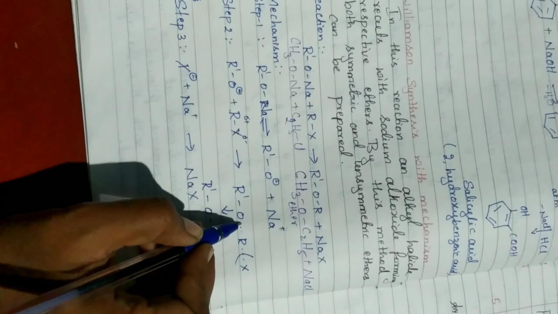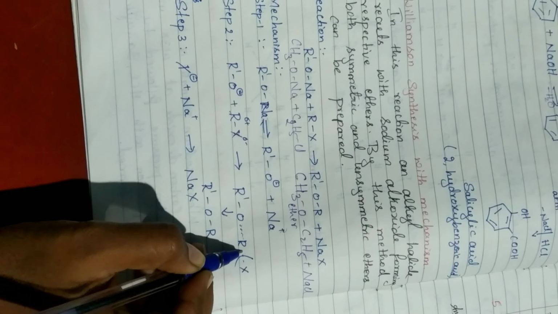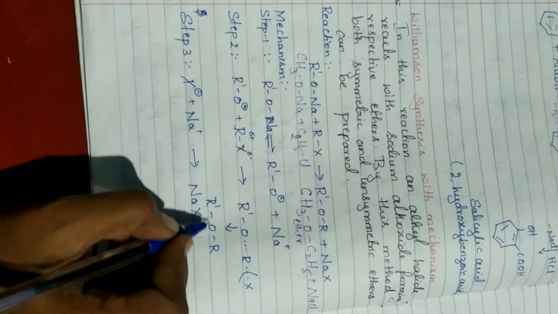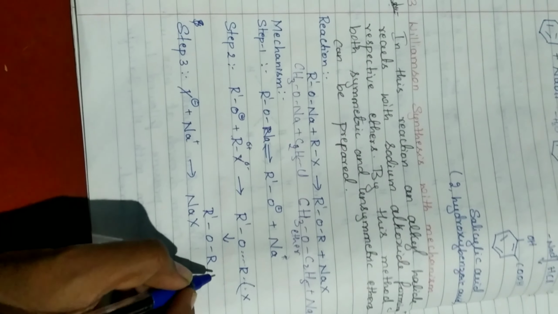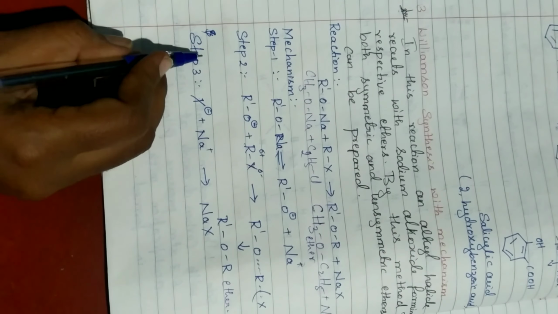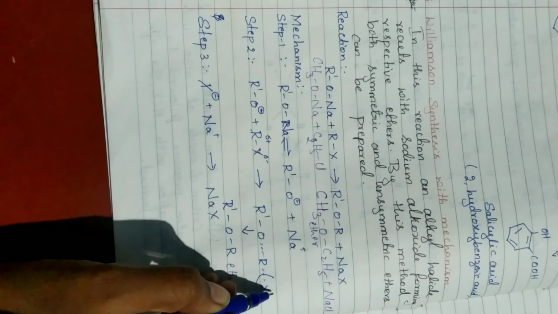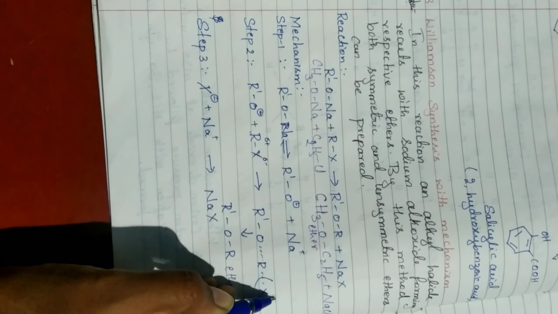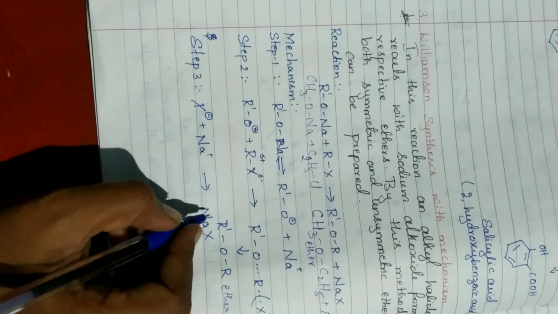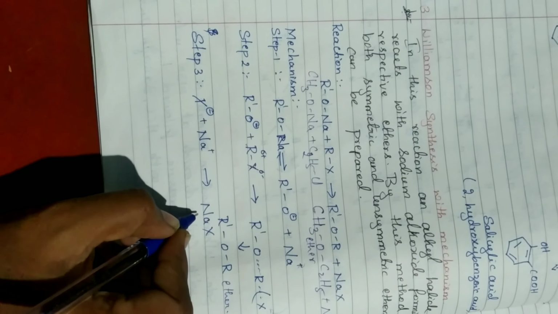Here a bond is forming and here a bond is detaching. After this, the ether will form. In the last step, the halogen removed in the second step will get attached to the sodium ion and lead to formation of sodium halide.